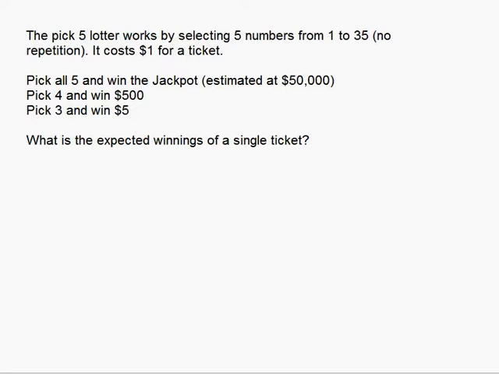Otherwise, if we pick 2, 1, or 0, we win nothing. We lost our dollar that we initially paid. And so for each of these payouts, we still lose that dollar because we have to pay for that ticket up front, and you only get to redeem that ticket for the winnings if one of these 3 events are matched up. So what is the expected winnings of a single ticket?